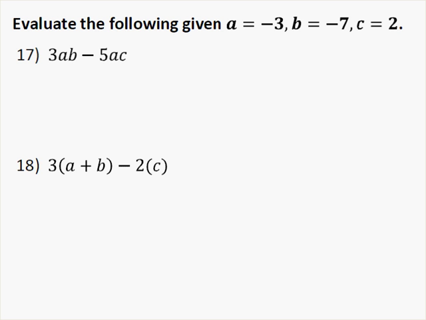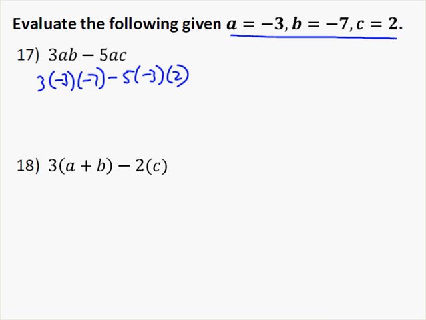So these problems are just substitution problems. In for the given variables, you're going to plug in these numbers: -3 for A, -7 for B, and 2 for C. So in the first one, you're going to have 3 times -3 times -7 minus 5 times -3 times 2. When you go through and do this multiplication, you should do these two first. 3 times -3 is -9, times -7, minus 5 times -3, which is just going to be -15, times 2.